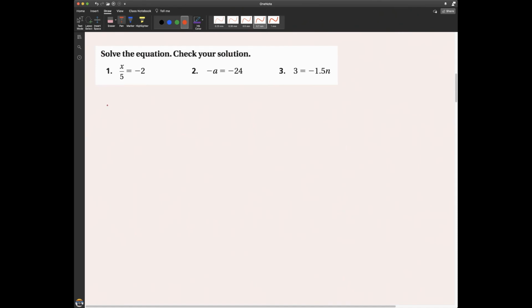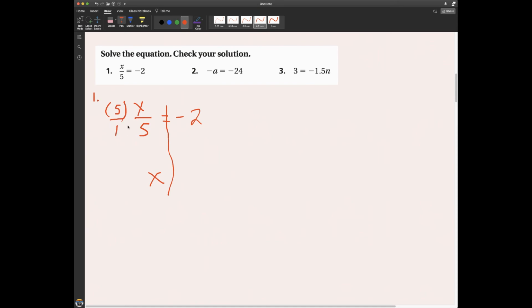So problem 1 says I have x divided by 5, that equals negative 2. And I want to get x by itself. And right now, let me move this one out of the way. It'll get confusing. I'm dividing x by 5. So the inverse operation for division is multiplication. So let me multiply this side by 5.